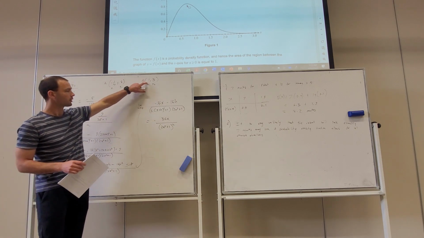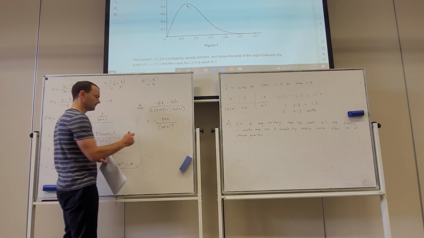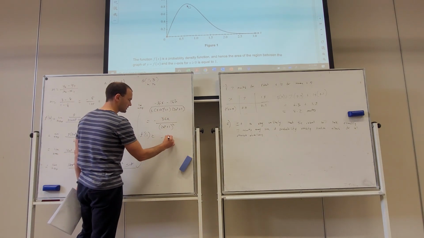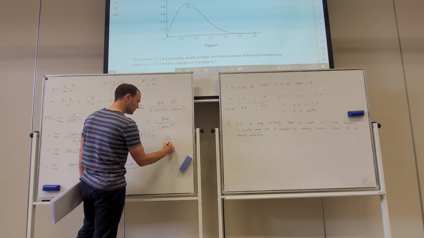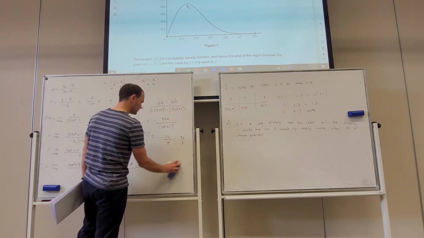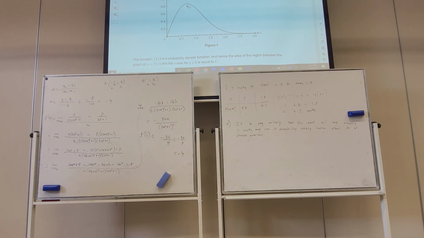Well, B occurs when x is 1, so that means we're putting x is 1 into the derivative function, right? We're finding f dash of 1. So it's going to be minus 36 on top of 3 squared, minus 36 on top of 9, which is minus 4. Very good.